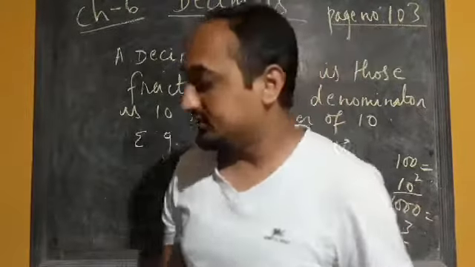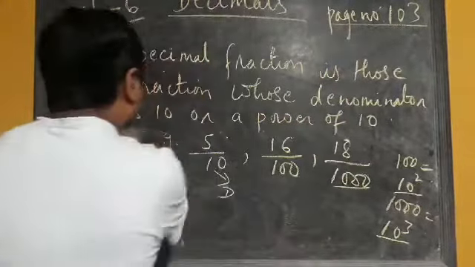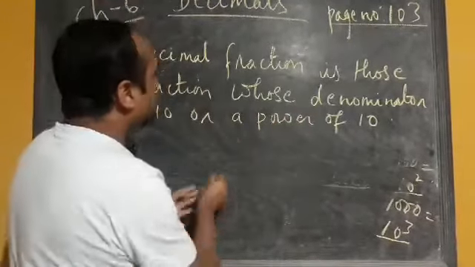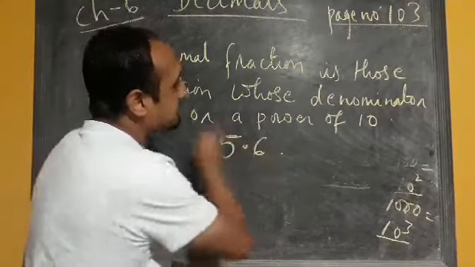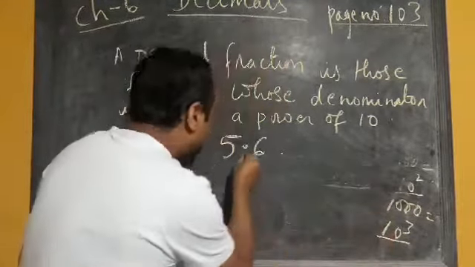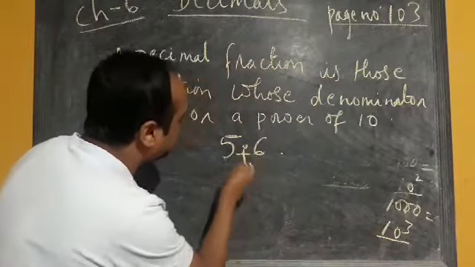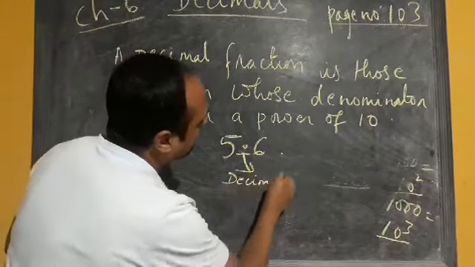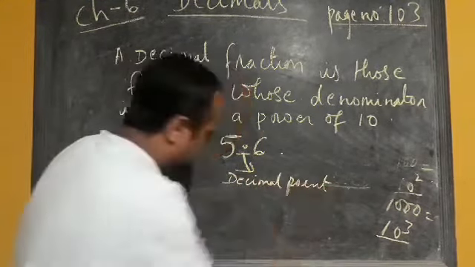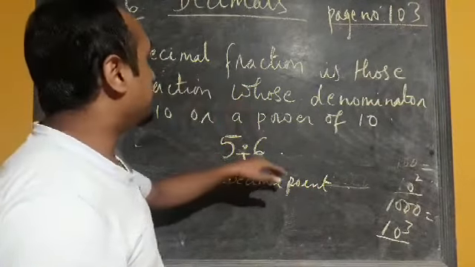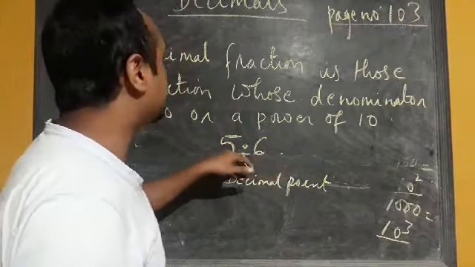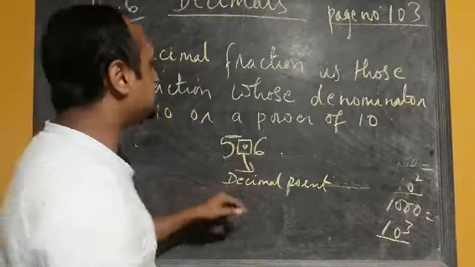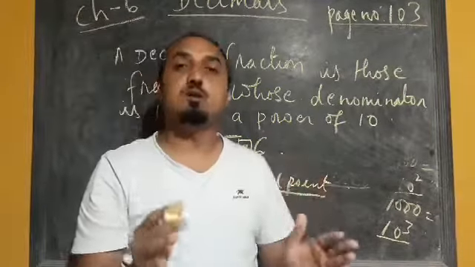Now here you have to understand how a decimal is represented. Suppose I have written 5.6. This point indicates the decimal point. Now in our units place we have 6, in the tens place we have 5. So in 5.6, this point represents the decimal point, or that is called a decimal point.